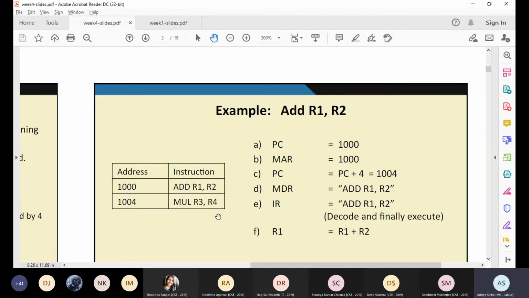So in the meantime, do you guys think that when the program counter is incremented to 1004, this next instruction, multiply R3 and R4, will also be read? No, sir. Will it or will it not happen? It won't be read. Okay, this will not happen. Just think over it. I'll get back to you guys. Just a minute.